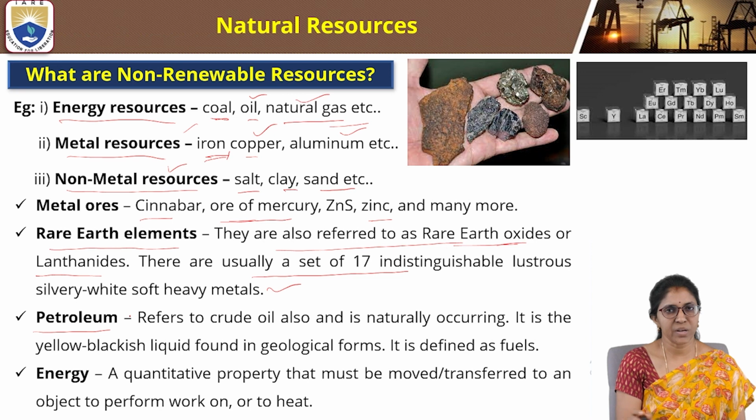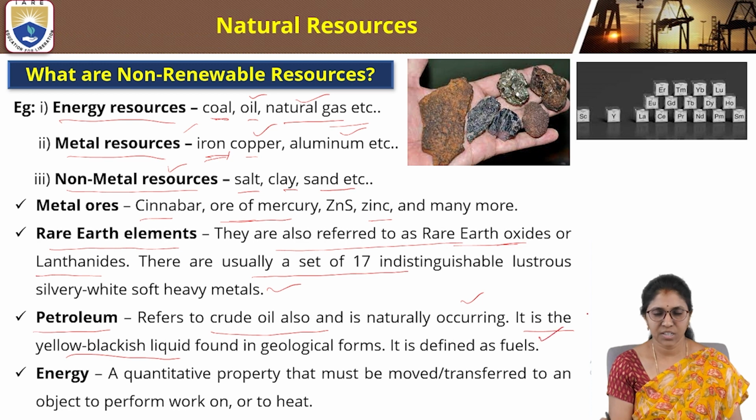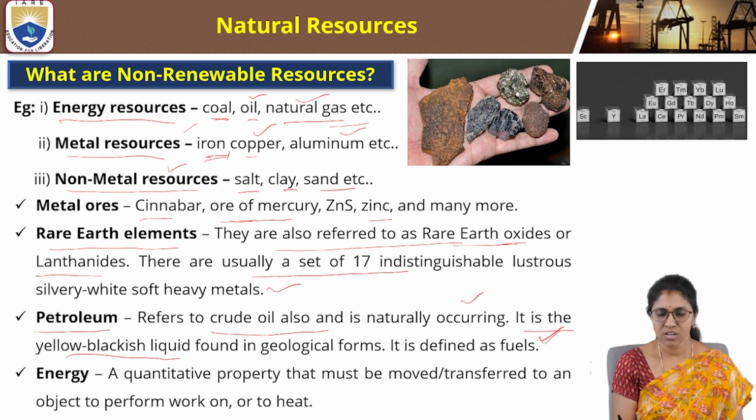The next one is petroleum. It refers to crude oil, and it is naturally occurring. This is a natural resource, a yellowish-blackish liquid found in geological formations. It can be defined as a fuel, and it is used to produce energy.